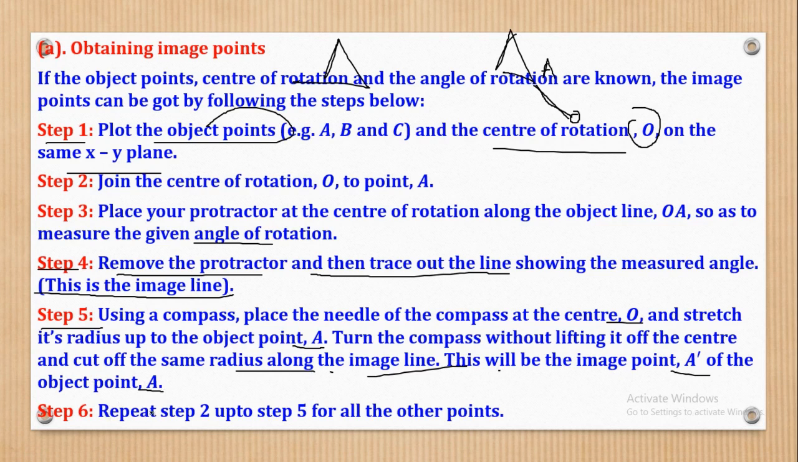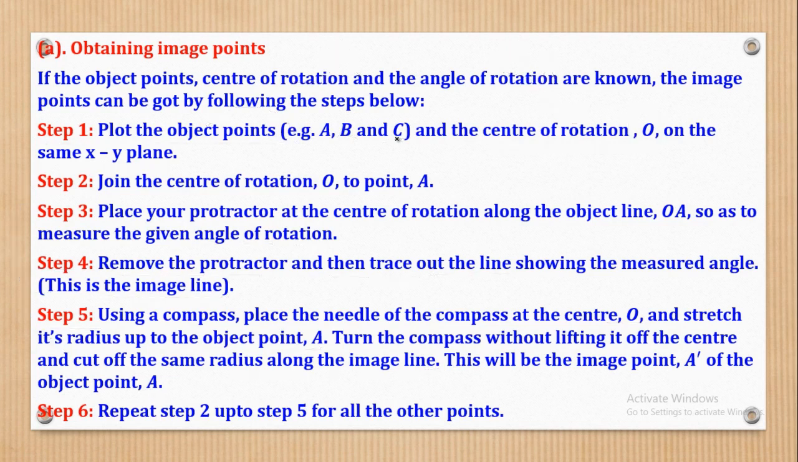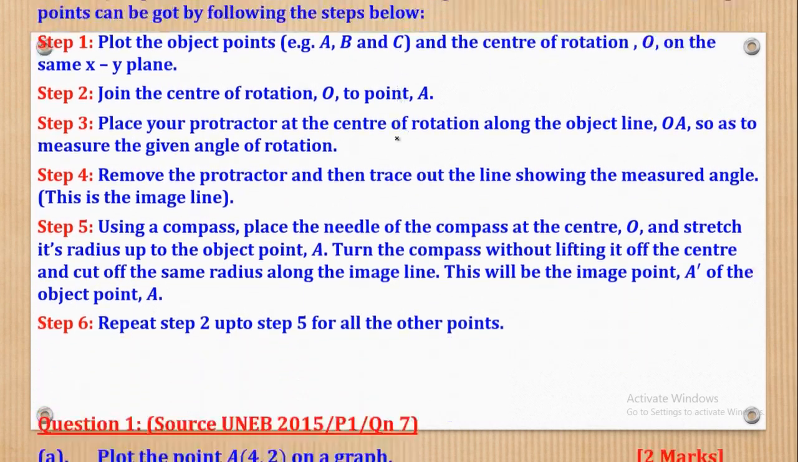After that, we shall repeat steps 2 up to 5 for the rest of the points, that is point B and also point C. So basically that is how they locate an image. Now let's see how it is done through this example.